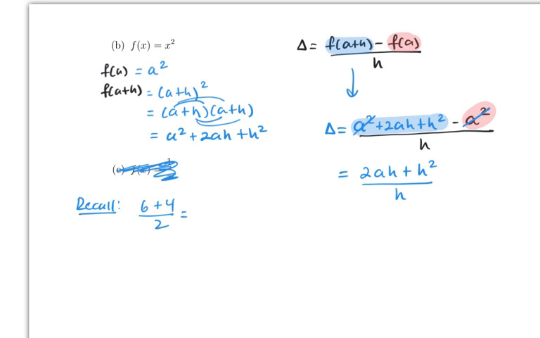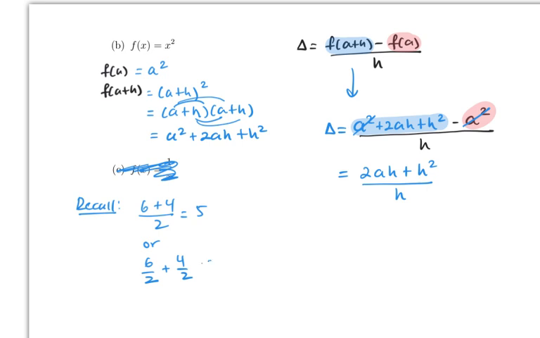Clearly the answer is 5, right? It's 10 over 2, the answer is 5. But notice that this is the same thing as 6 over 2 plus what? 4 over 2. And 6 over 2 is what? 3 plus 2 is 5. So it's the exact same thing.